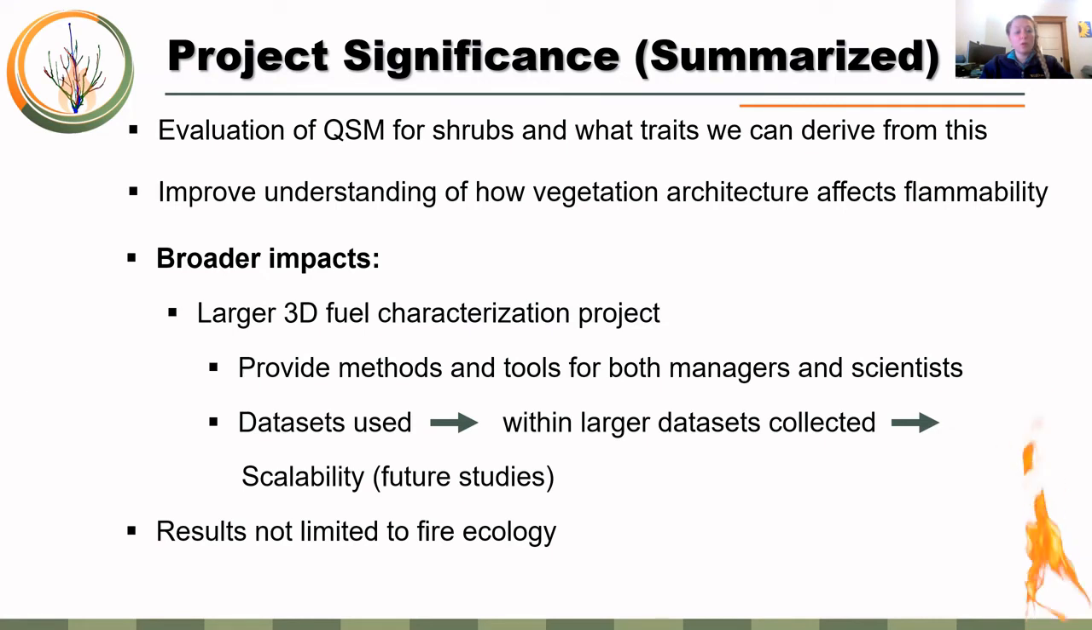My research also has broader impacts as it forms part of this larger SERDP 3D fuels project. And since the data sets collected of my individual shrubs form part of these larger data sets that Gina and Eric and everyone else is collecting, there's this possibility of scaling up and using that in future studies. And the QSM methodology can also be adopted for shrubs in other ecosystems. It's not just for the Southeast. And the results are also not limited to just fire ecology, but can also be implemented in other 3D modeling, forestry, and ecology applications, and be incorporated into developing or updating existing fire models.